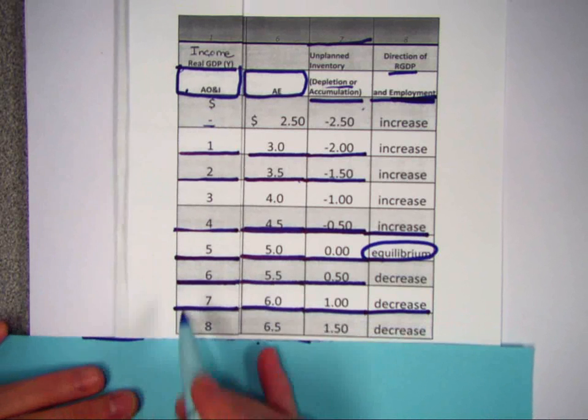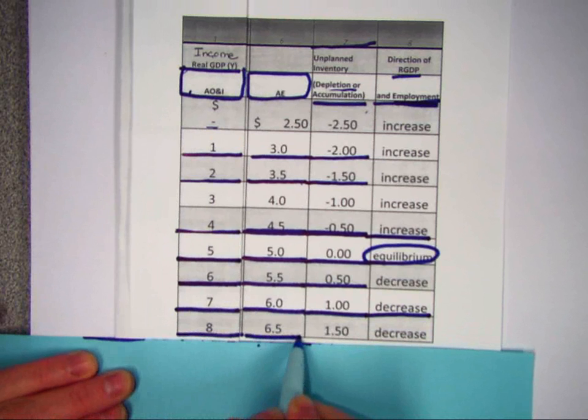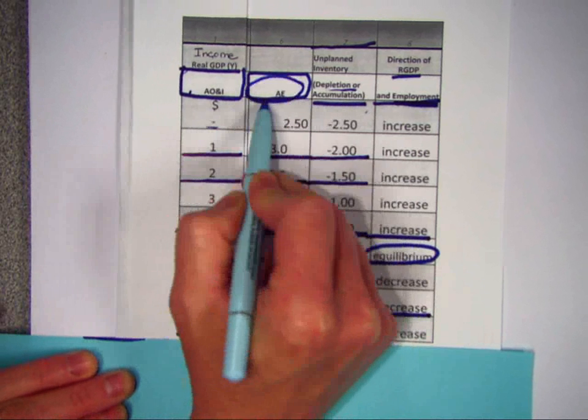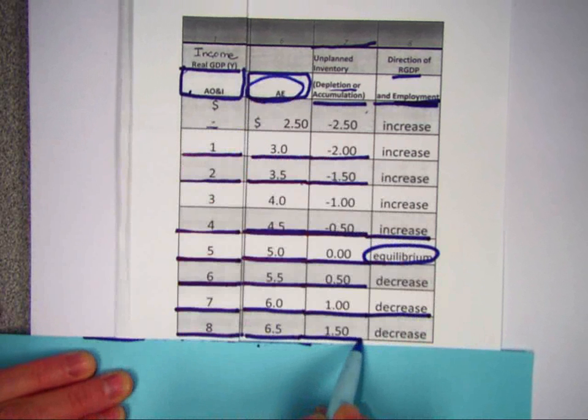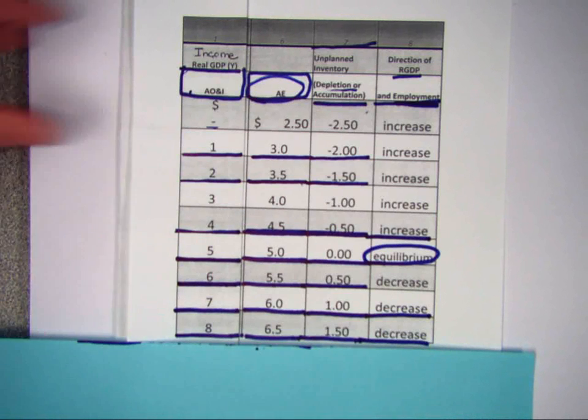The very last one we'll take a look at here, we have 8 units being produced, 6.5 are being demanded, again, aggregate expenditures. So we see inventory accumulating of 1.5, and again, that's going to lead to a declining gross domestic product and also decreasing employment. And remember, when we say decreasing employment, what are we saying? We're saying unemployment goes up.